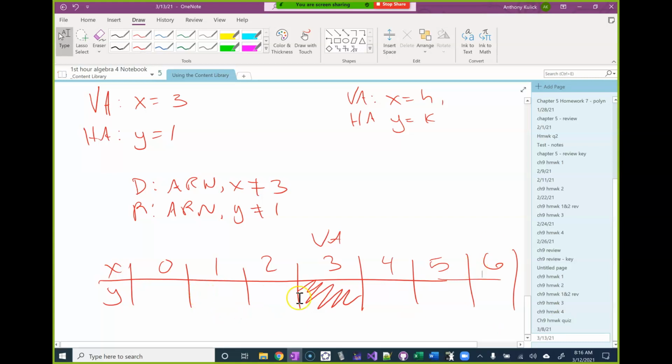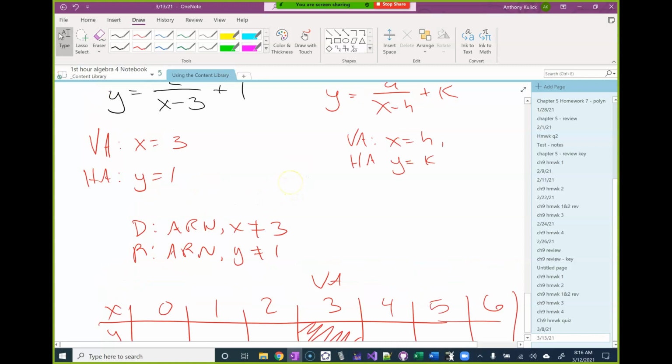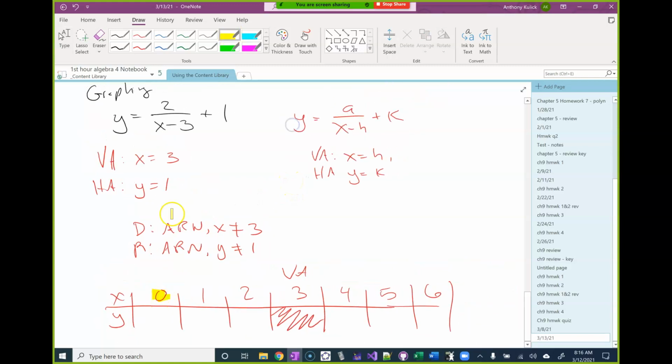Now I just need to plug these x values into the x's in my function to get the y. So for the first one, I'd end up with 2 over 0 minus 3, plus 1. So that's 2 over negative 3 plus 1, which is negative 2/3 plus 1, which is positive 1/3. Trust yourself to do that kind of mental math in your head, which is totally understandable. You can use your graphing calculator to handle a lot of that.